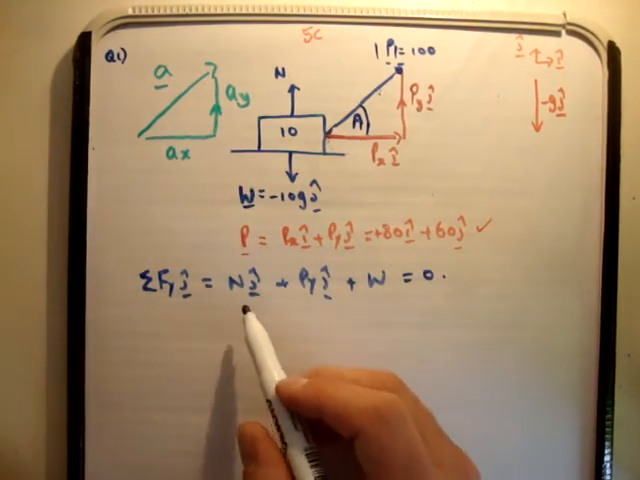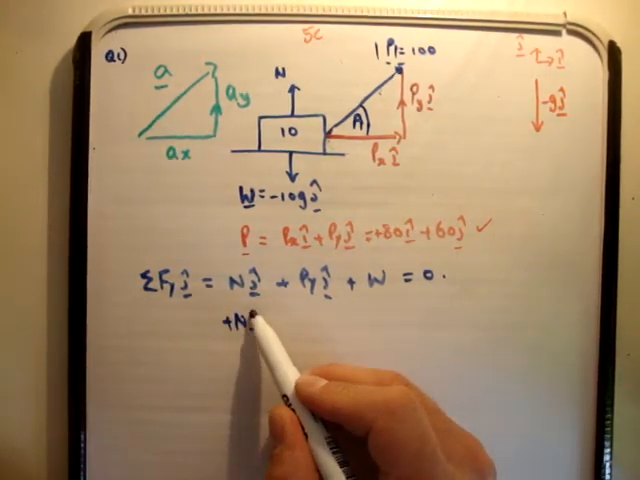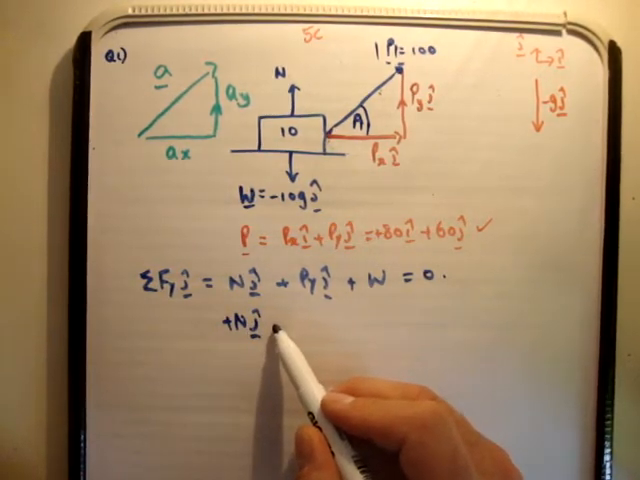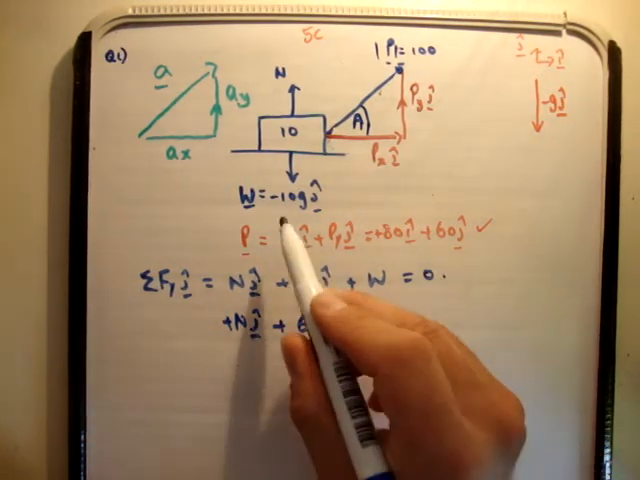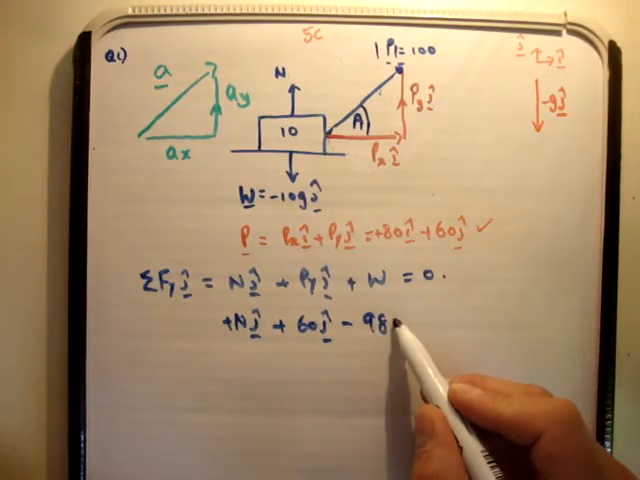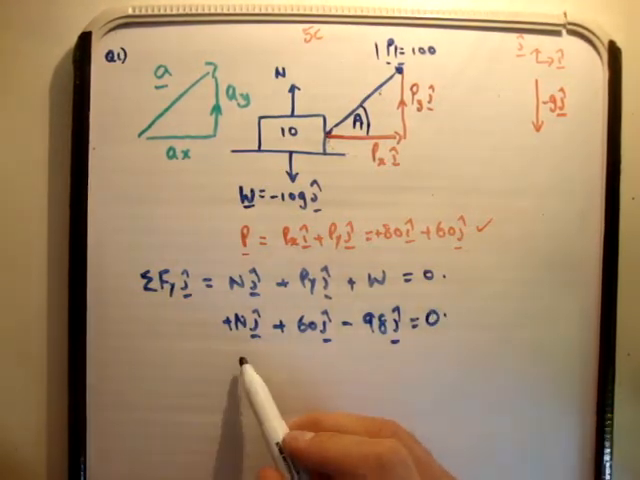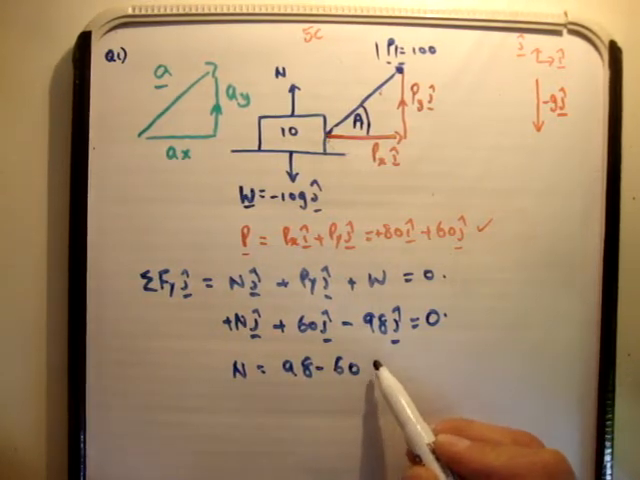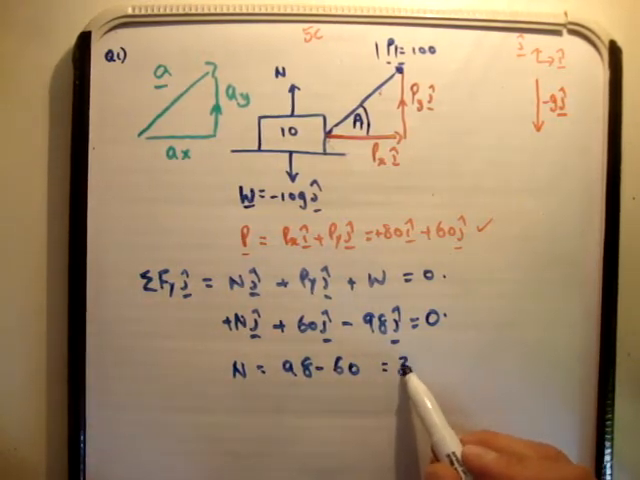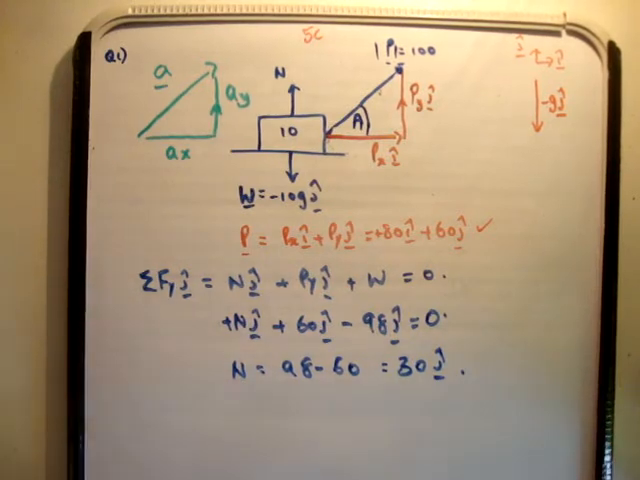So let's plug in what we know. We know n sub n j hat plus 60 j hat minus, that turns out to be, we'll say 98 j hat is equal to 0. Therefore we can say that n is equal to 98 minus 60. So it turns out, of course, to be 38 in the j hat direction.